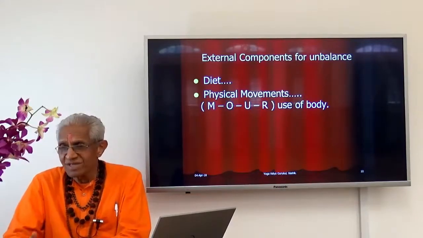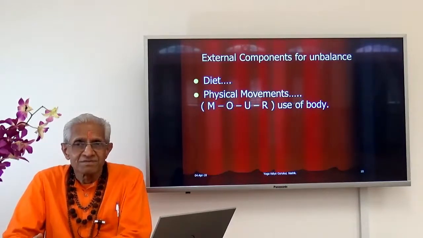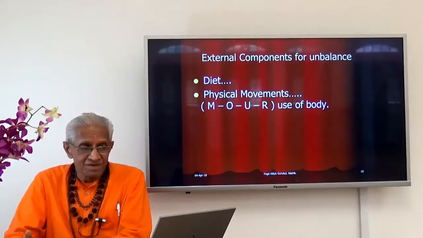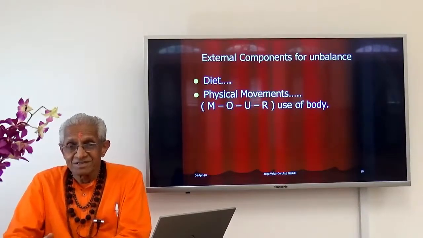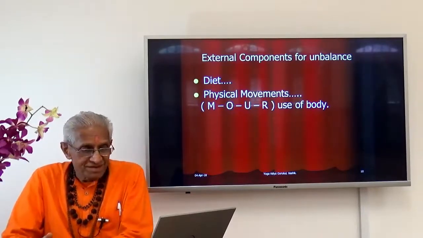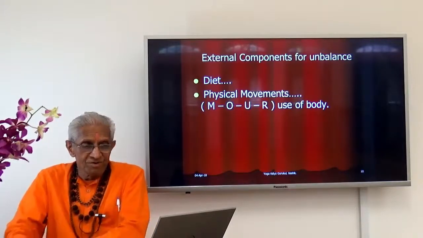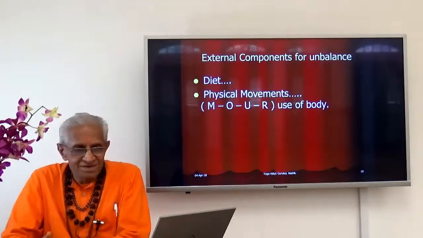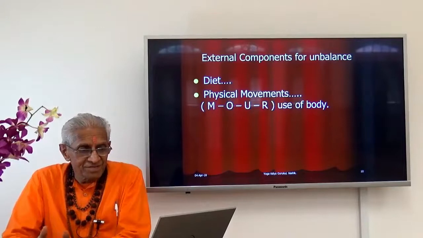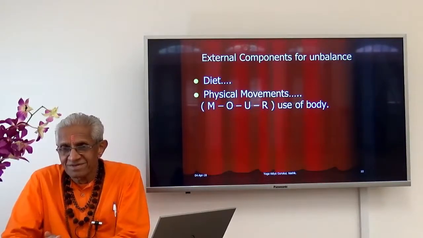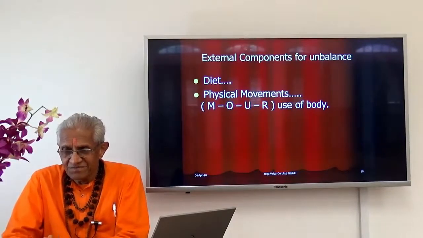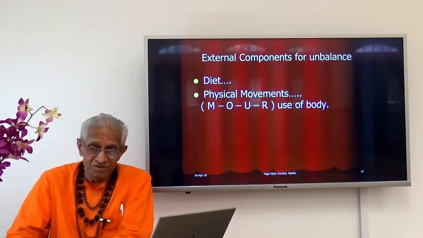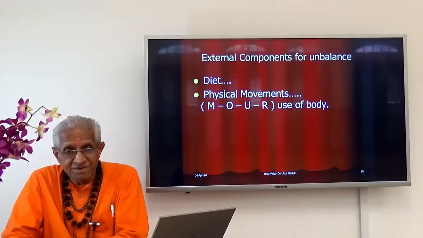We are supposed to make the movements. But we should not make wrong movements which are not suitable for health. We should make the movements just suitable for health. So I have written here M-O-U-R, that is very important. You see, M means misuse of the body. We are using the body wrongly. Or overuse, we are using it excessively.